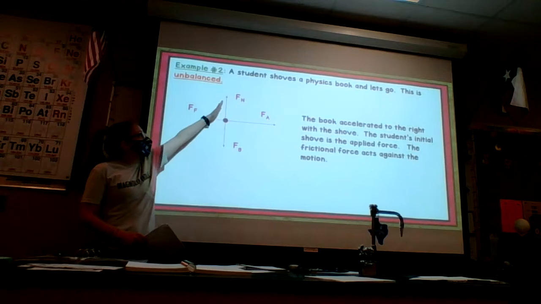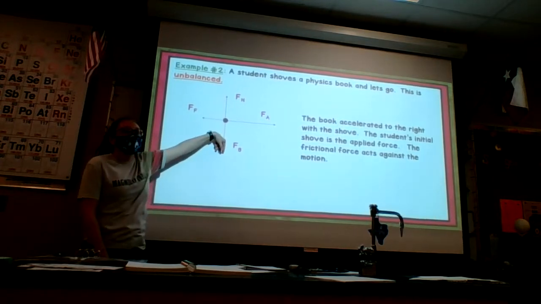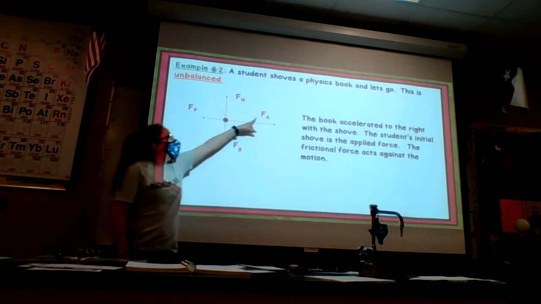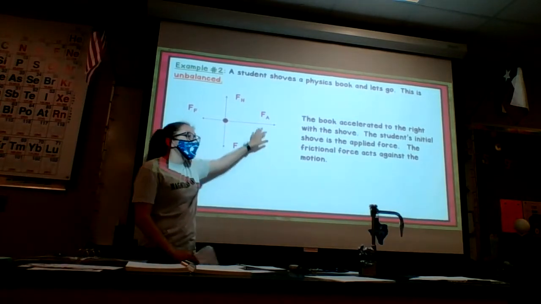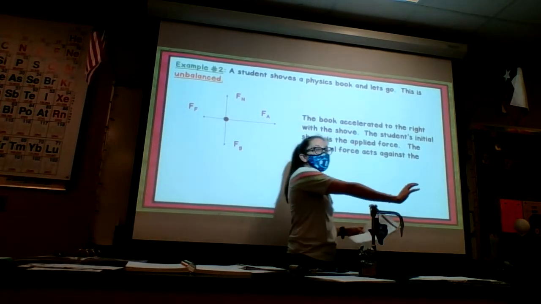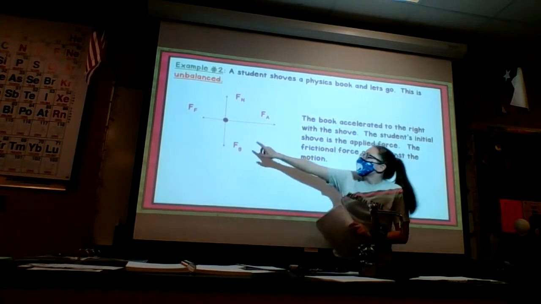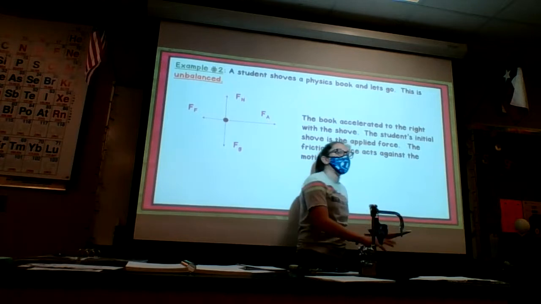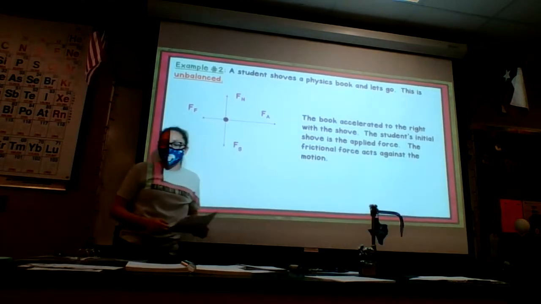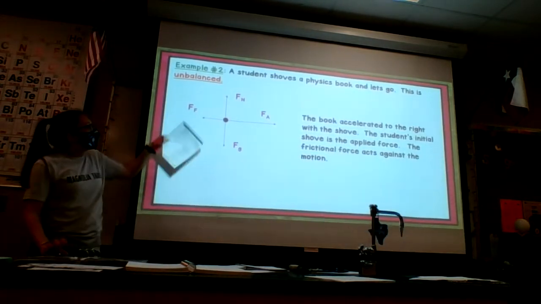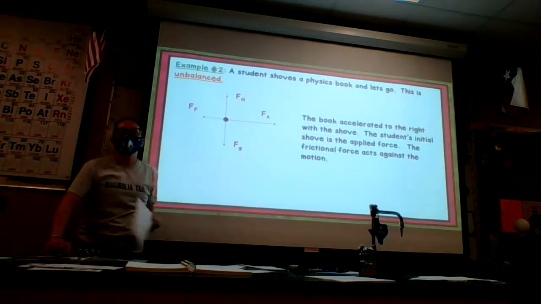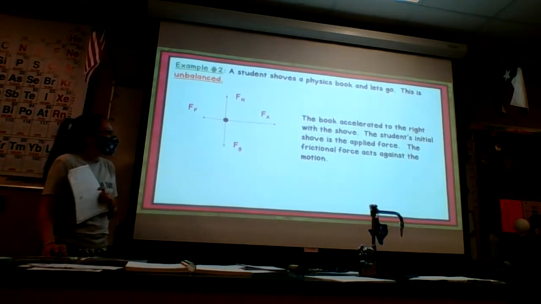Alright, and then we still have normal force of the table, gravitational force, that book wants to fall. FA is applied force. So the applied force here is that person shoving the book. Okay? The friction force is that book rubbing against the table, causing friction. Okay? So those are the types of forces there. This is unbalanced because friction force is smaller than applied force. Okay? That is unbalanced.